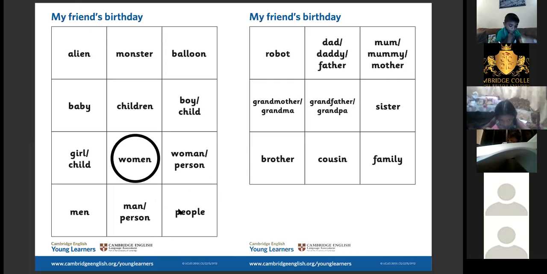Next one is people. We have already finished four boxes. Now we move on to the next page. Turn to the next page.